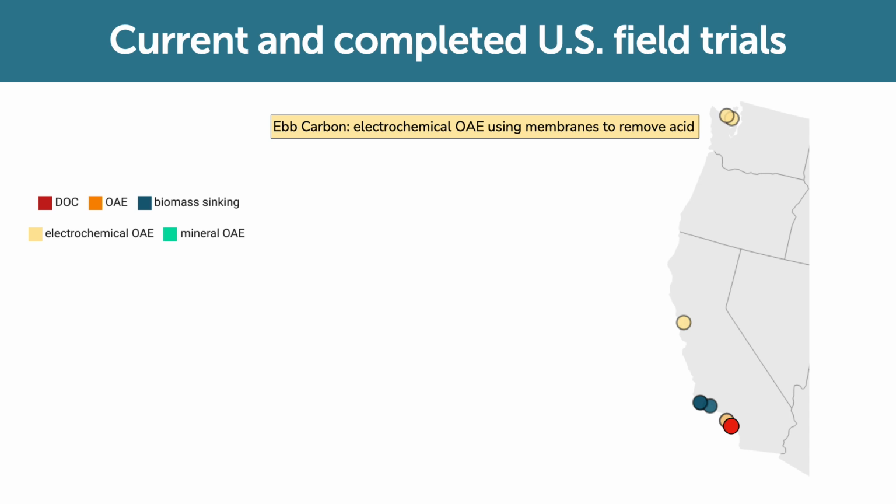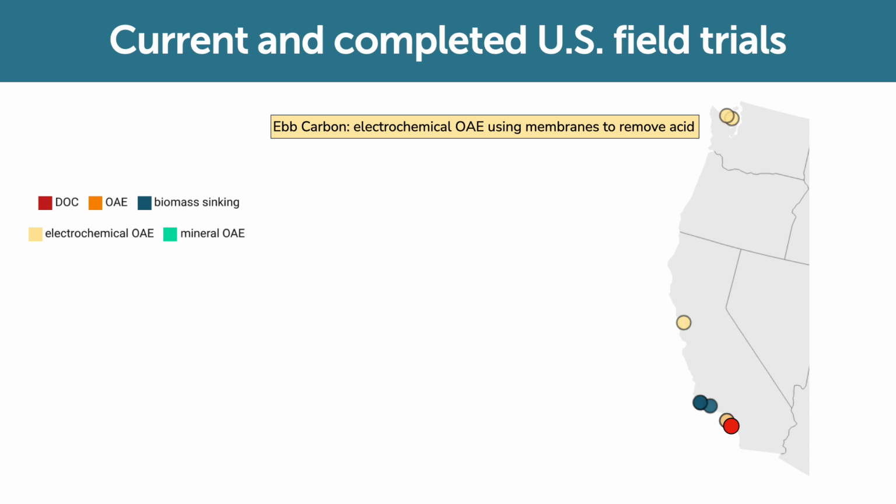In Washington's Olympic Peninsula, the mCDR startup Ebb Carbon is conducting experiments in Sequim and Port Angeles to measure and model carbon dioxide removal through an electrochemical ocean alkalinity enhancement process that passes seawater through a series of membranes to filter out acid from the seawater. Once the acid is removed, the alkaline seawater is returned to the estuary to absorb additional CO2 from the air.